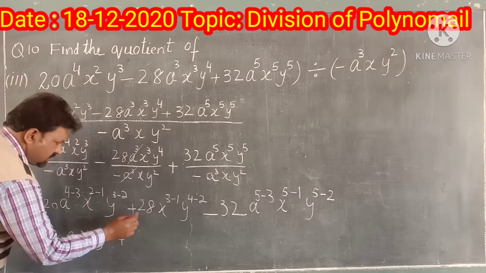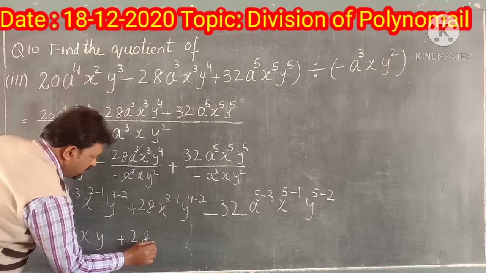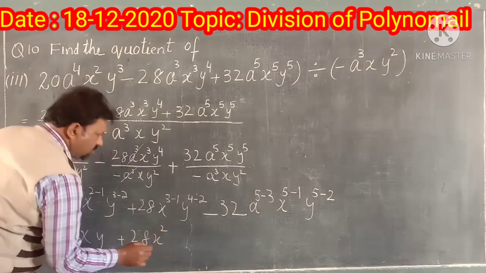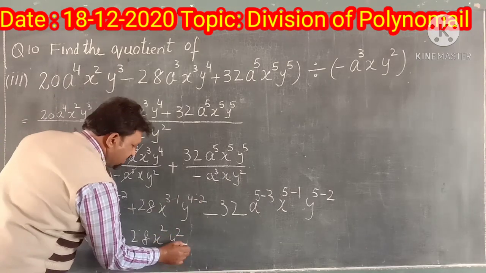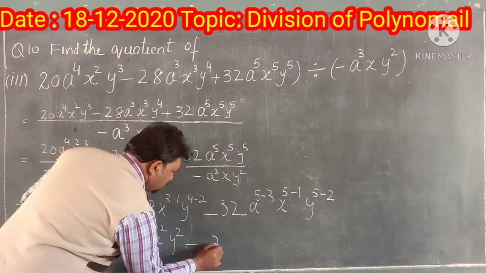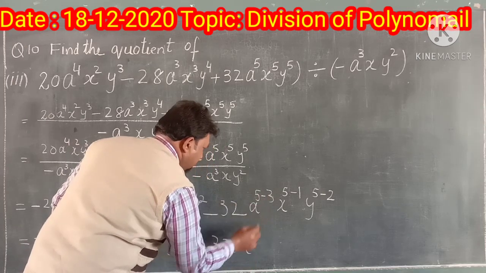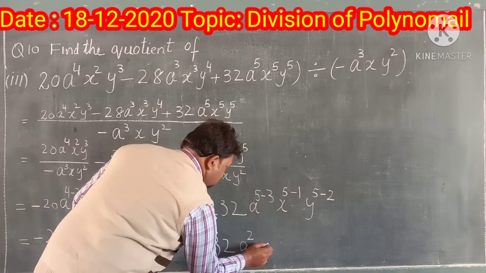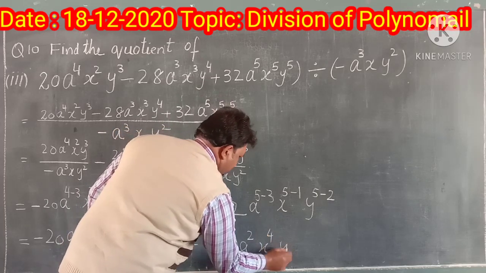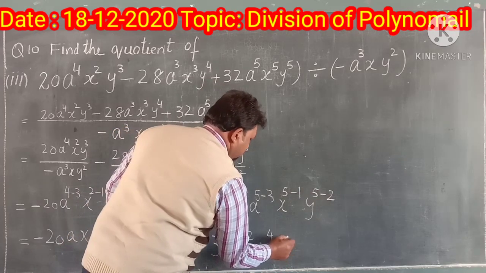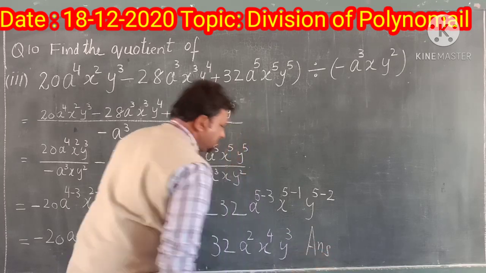Plus 28 x power 3 minus 1 means x power 2, and y power 4 minus 2 means y squared. Minus sign. Then 32 a power 5 minus 3 means a squared, x power 5 minus 1 means x^4, and y power 5 minus 2 means y cubed. So class, this is the answer.